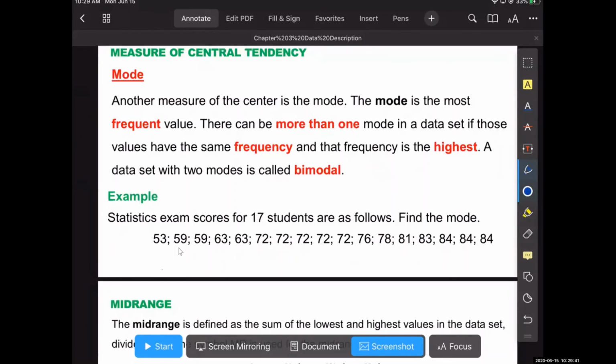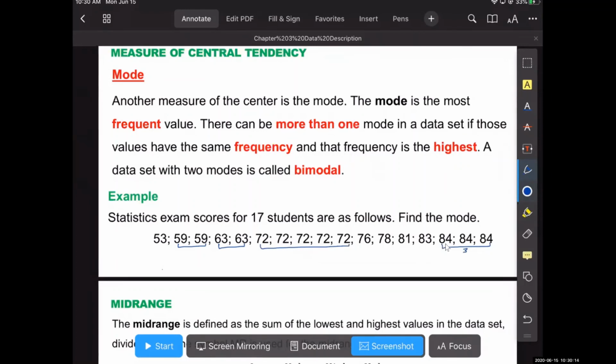You can see 53. Now, because we are looking at the mode, we look at the repetition. Is there any repetition? The first one is 53, no repetition. Then we have 59, it is repeated twice. Then we have 63 repeated twice. Then we have 72 repeated, I don't know how many times. Just count, 1, 2, 3, 4, 5. Then you have 76, 78, 81, 83, and here we have 84. 84 is repeating 3 times.